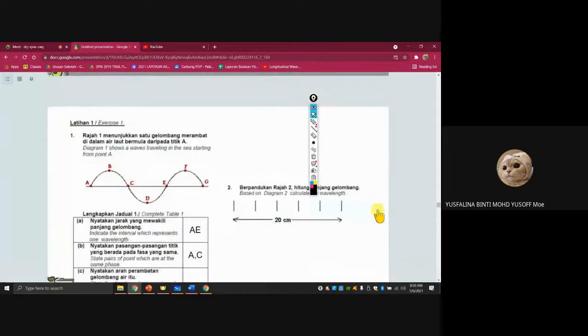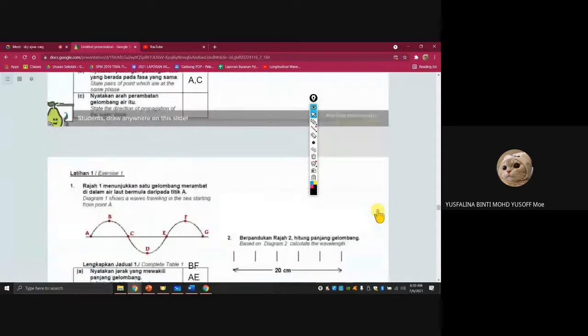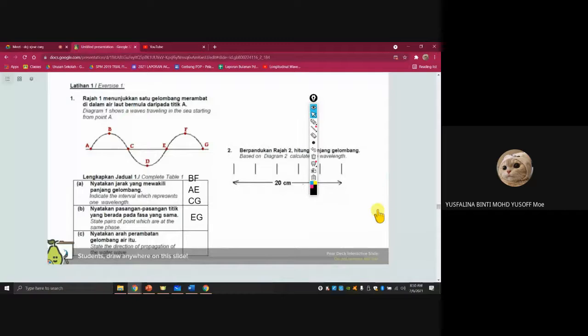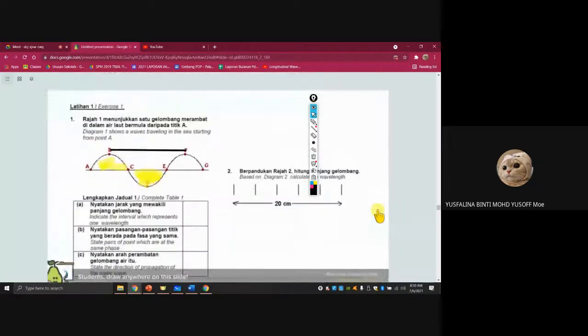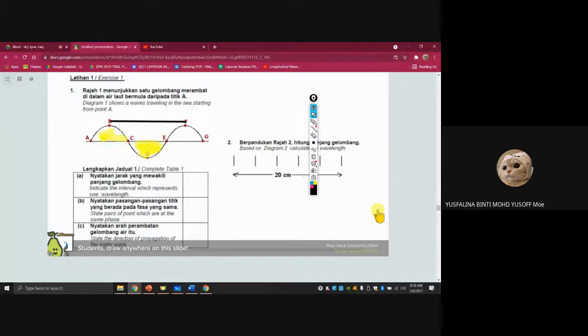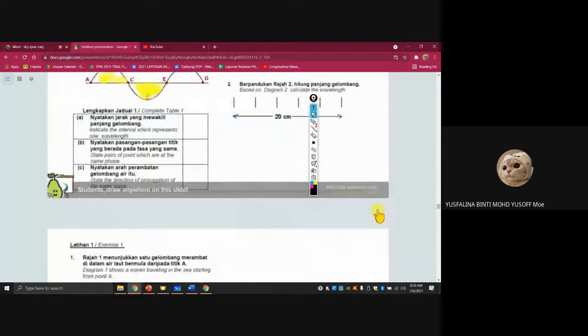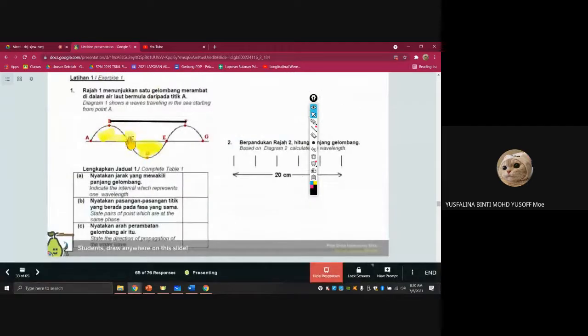AEBF, AC. You don't need to shade the area here. You just put the answer here. You can type the text, right?